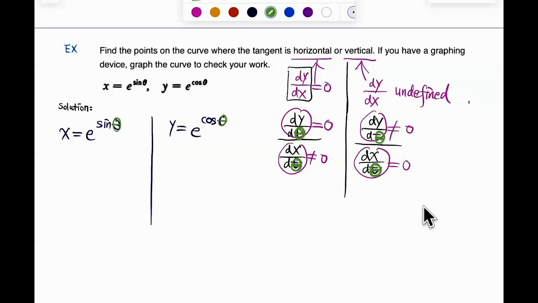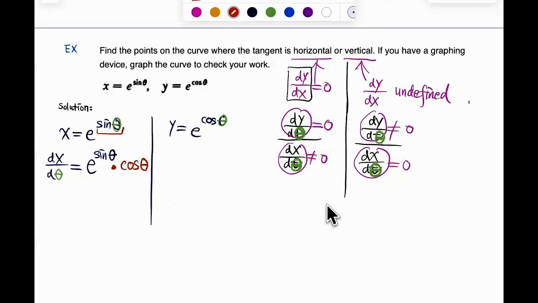Okay, let's find dx d theta first. What's dx d theta? Exponential function. So that will be the exponential function itself, e to the sin theta. Let's copy that function. And then by the chain rule, multiply by the derivative of this inner function. What's the derivative of sin theta with respect to theta? Cosine theta. You got it. Good job.